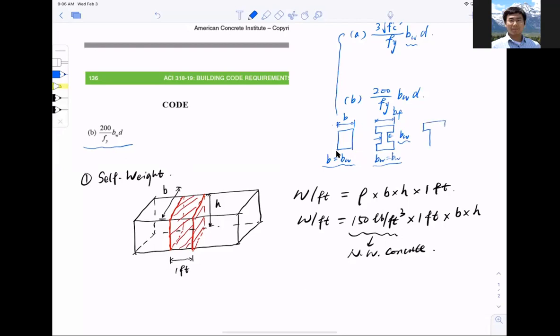How about a T-beam? Again, this is BW for the web, and this is BF for the flanges. So of course, we're talking about BW, the narrowest width. So you have to be careful.